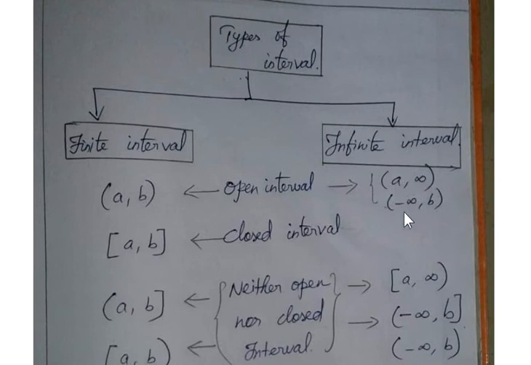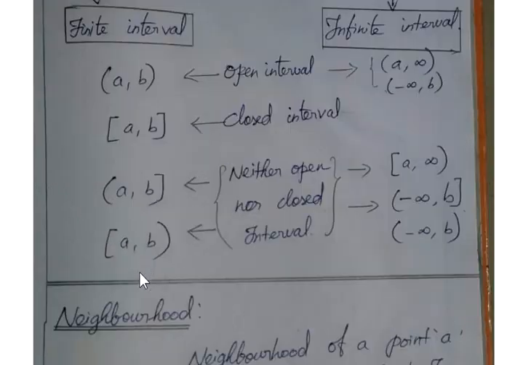Here also a comma infinity, minus infinity comma b, these are open intervals. Here there is no closed interval because the place of the infinity we don't know. So there is no closed interval for an infinite interval. Infinite means it is uncountable, so we can't close it. And the next one is half closed and half open, or otherwise you say neither open nor closed interval. So one side is open, the other side is closed. This type of interval is called a neither open nor closed interval, or otherwise a half open half closed interval.